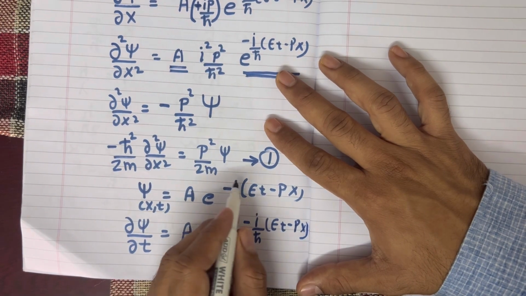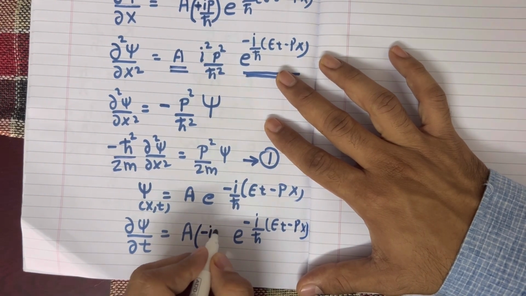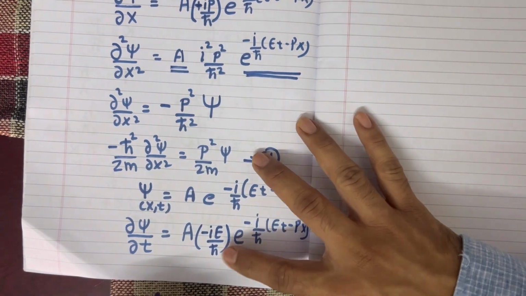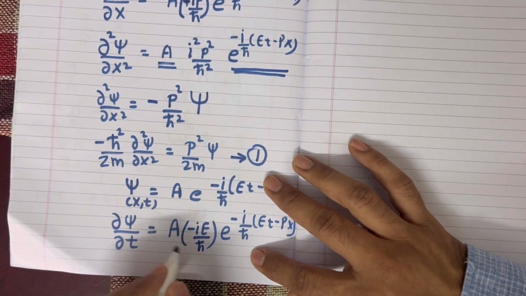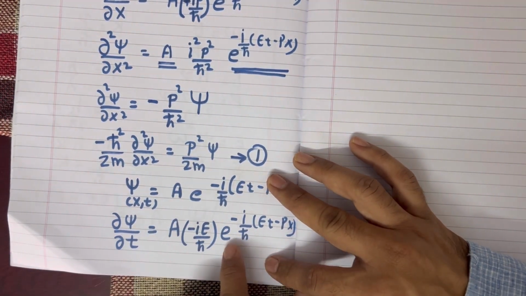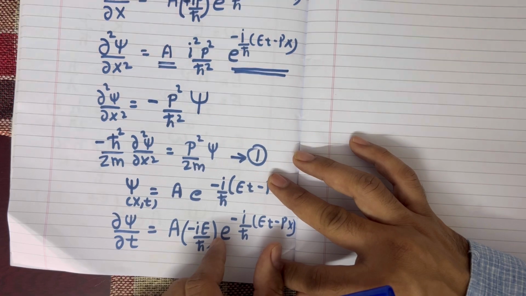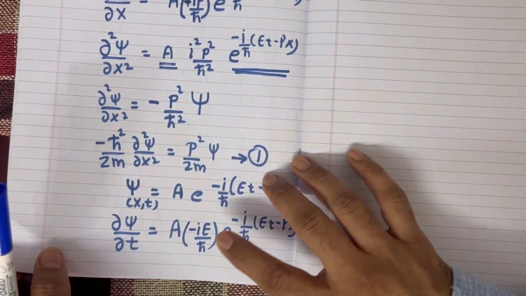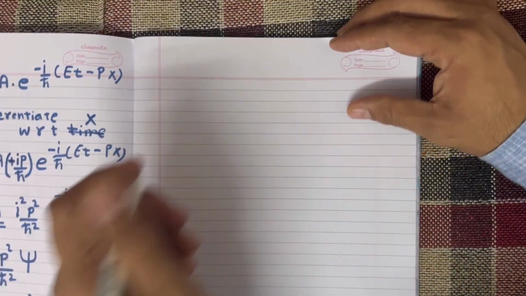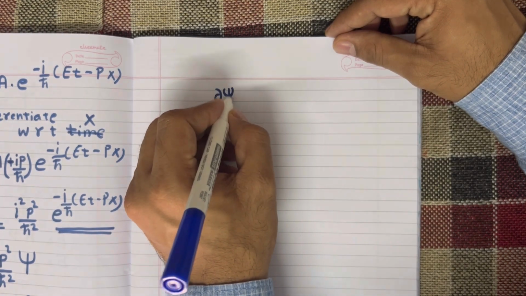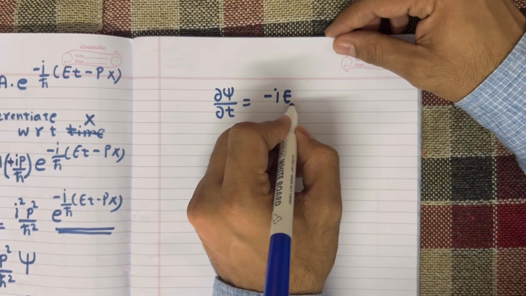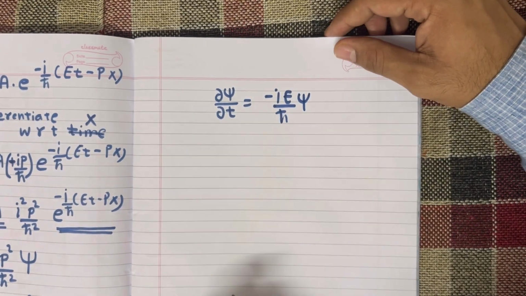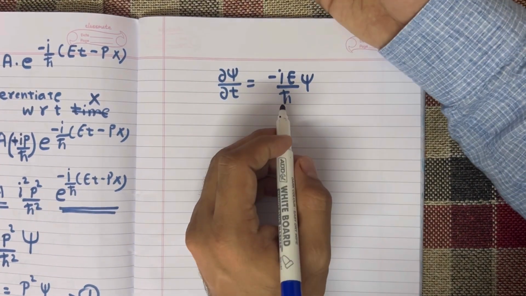Okay. Now when you take the derivative with respect to time, minus iE by h cross will come. With respect to time we are taking, isn't it? So this is coming. Now over here also, see, it's A e to the power of this term. For that we can write the wave function psi. I can write this equation as del psi by del t equal to minus iE by h cross psi. Yes. Okay. This we can write.